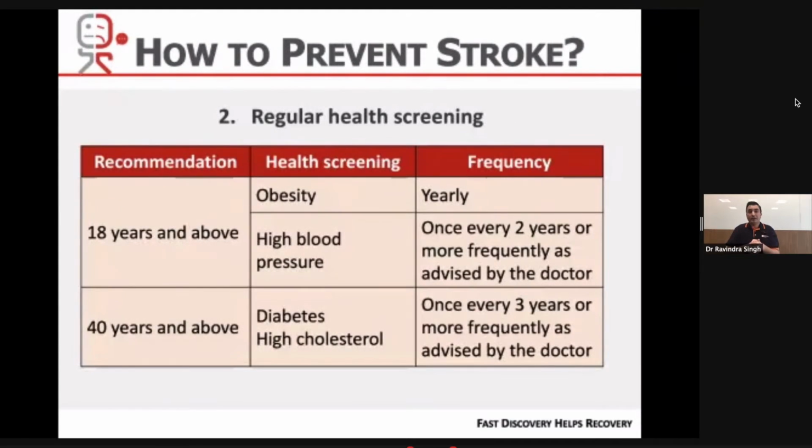Second, regular health screening. What is the recommendation by the Health Promotion Board Singapore? For 18 years and above, obesity health screening is yearly. For high blood pressure, it is once every 2 years or more frequently as advised by the doctor. Now, if 40 years and above, what are the health screening indications? For diabetes and cholesterol, it's once every 3 years or more frequently as advised by the doctor.